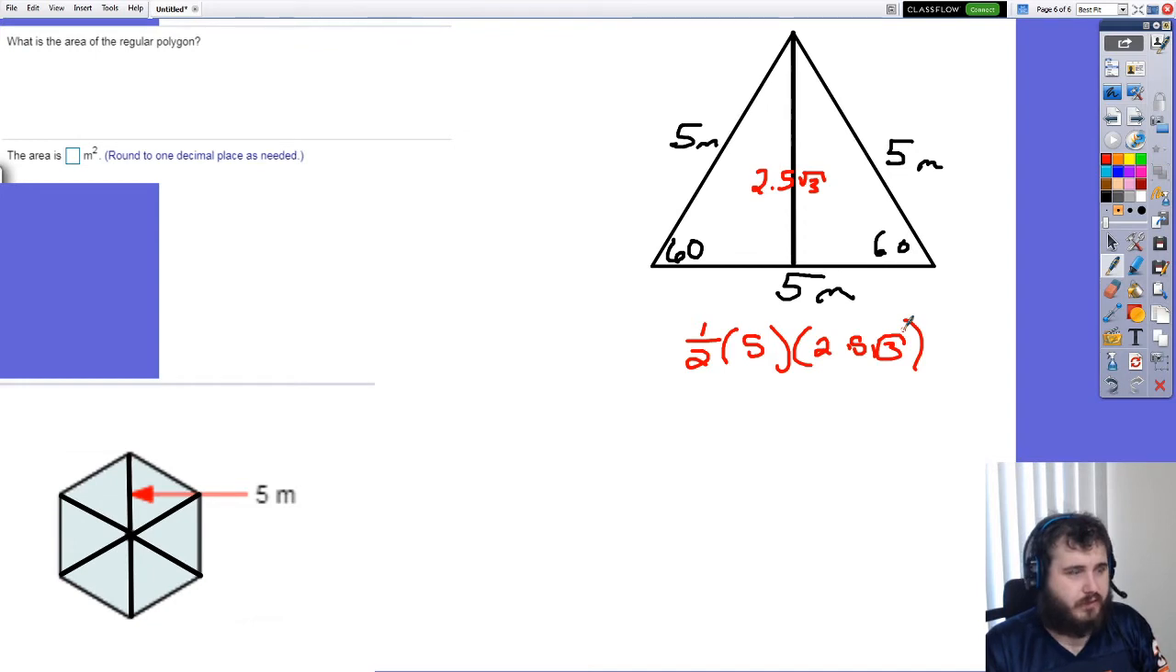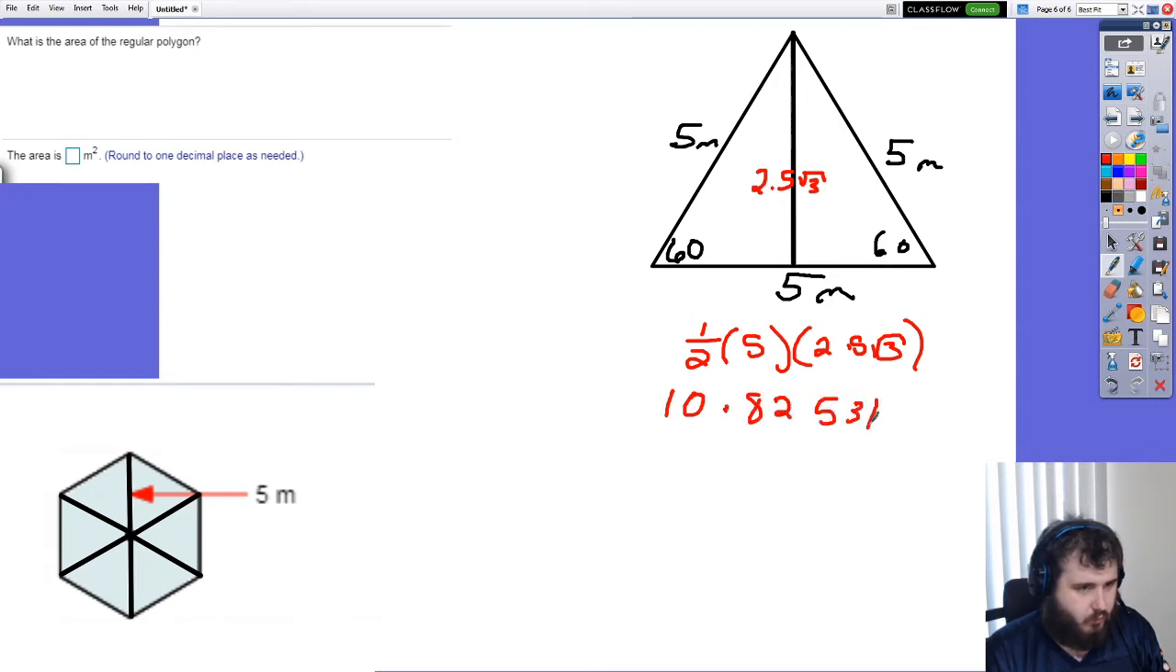Because they want it rounded to a decimal place, we can forego trying to keep everything exact and just get a big decimal, because that's what they want anyway. 1/2 times 5 times 2.5 times the square root of 3. And so when we do this right here, this one triangle has a measurement of 10.8253175.